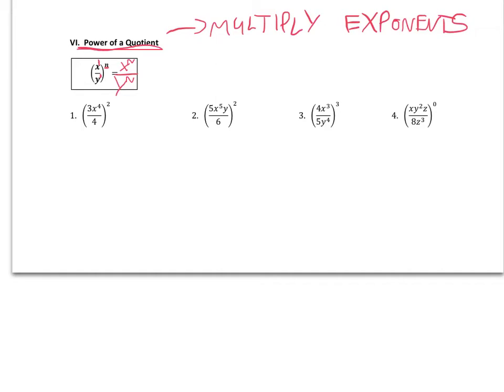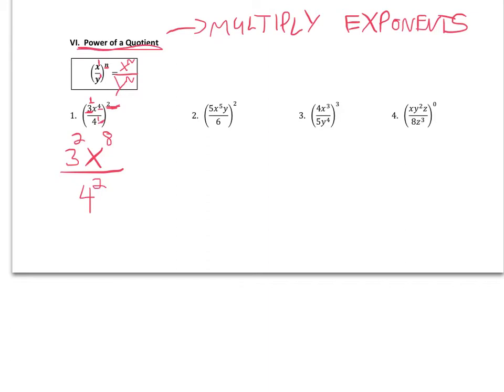Now, number 1, again, don't forget about the numbers, the coefficients. This is like saying 3 to the first. So when I multiply this 1 and this 2, it gives me 2. So it becomes 3 squared. When you multiply this 4 and this 2, you get x to the 8th. And then the bottom is like saying 4 to the first. So 1 times this 2 gives me 2, so it's 4 squared.